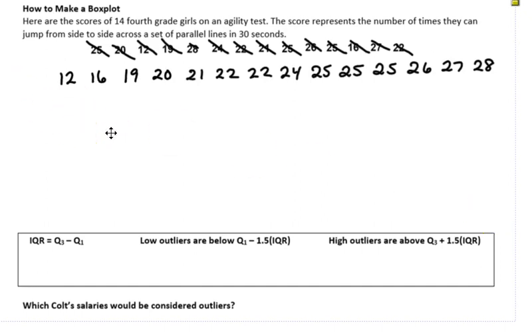The first thing we're going to do now is find the middle value. So there are 14, so if I count over 1, 2, 3, 4, 5, 6, 7, the middle two are 22 and 24, so 23 is our median. So there's the median. Now we've divided the data in half.